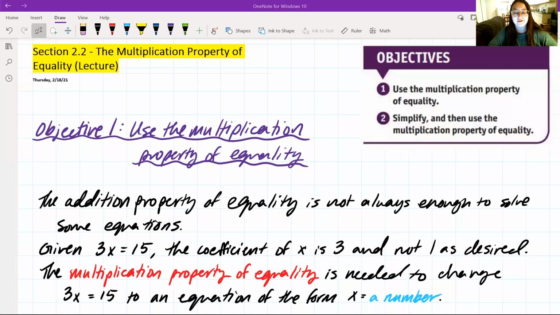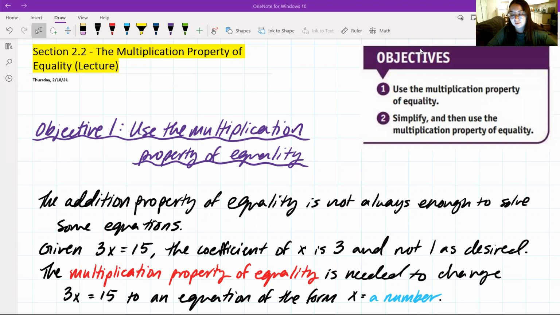All right, hello everyone. We're going to be doing section 2.2. So this is going to be the multiplication property of equality. We just went over the addition property of equality, and now we're doing the multiplication property of equality. So really what we're going to be doing is the same thing as we did in the last section, except now we have a multiplication property instead of addition.